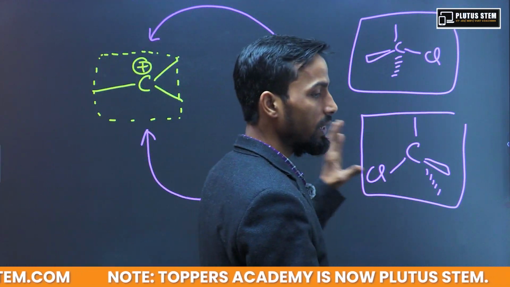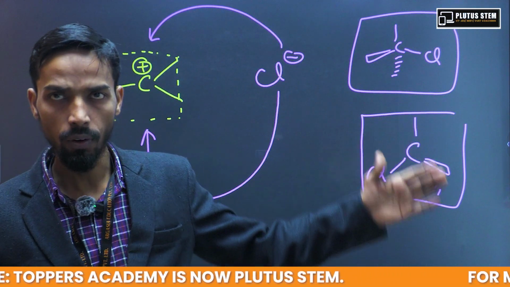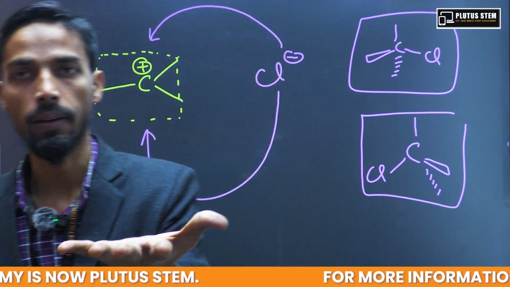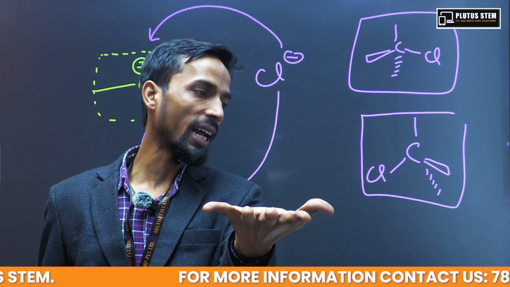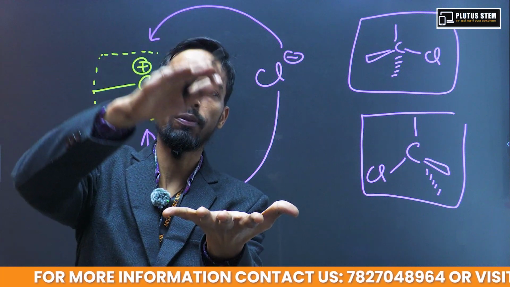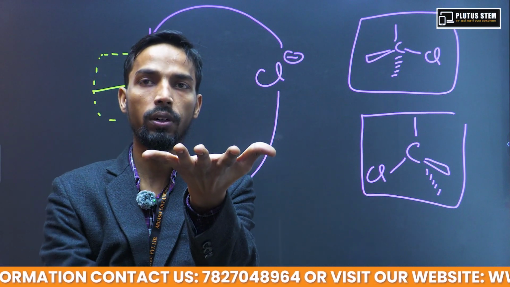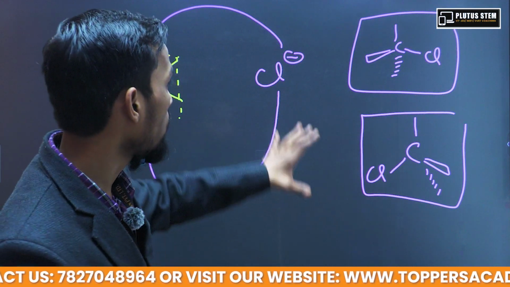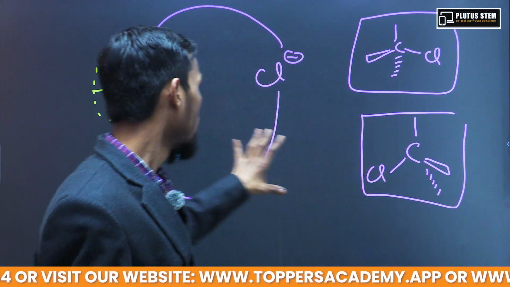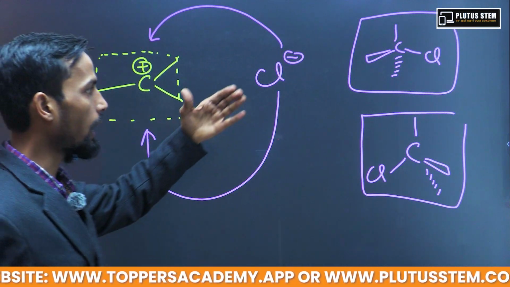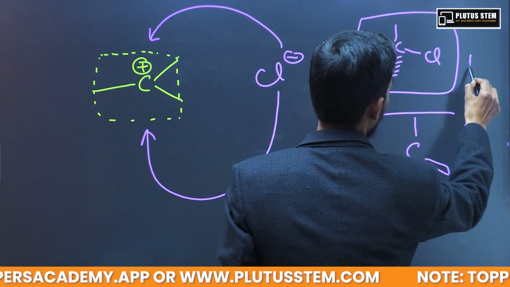There are two different side attacks, one from this side and another from this side, because two positions are there. This carbocation is planar, so one attack can be from the upper side and another attack from the downside. So we have two possibilities. If this is a chiral center, we will have one R and another S.